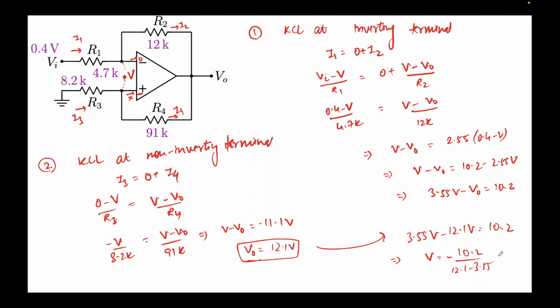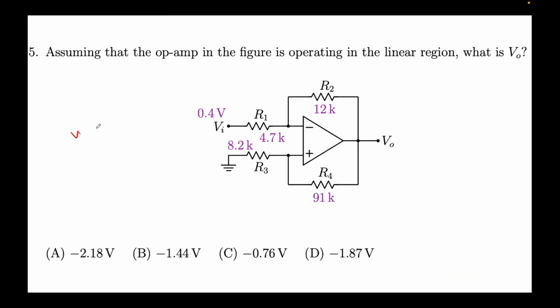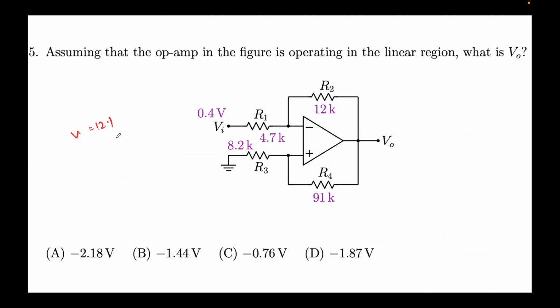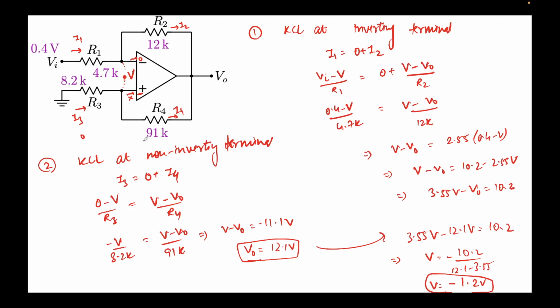But this comes out to be 12.1 minus 3.55, and 10.2 divided by that answer is coming out to be minus 1.2 volts. So the value of V comes out to be minus 1.2 volts, and thus V naught, which is nothing but 12.1 times V, which is minus 1.2, is coming out to be around minus 14 volts. I'm missing a decimal somewhere, just give me a second.